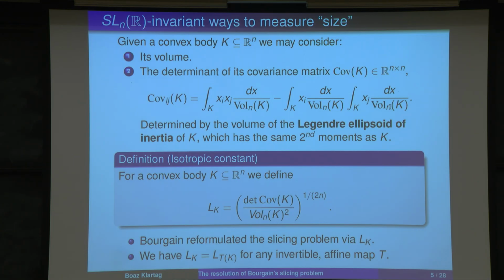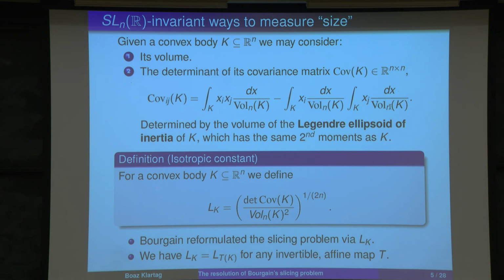Or equivalently, it is determined by the covariance matrix. The covariance matrix is just the matrix of the integrals of x_i x_j. Let's say this K is centered, so we don't need these terms. Just the integrals of all monomials of degree 2, this matrix. And the determinant of this covariance matrix is another SL(n) invariant of the convex set K.